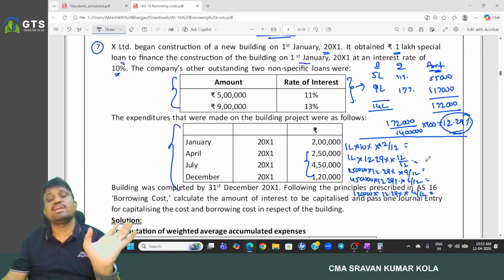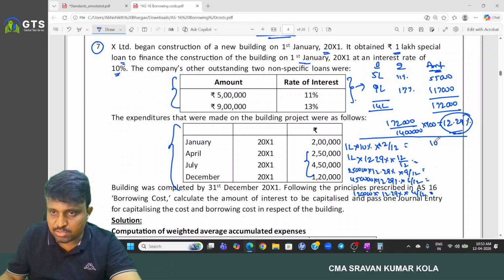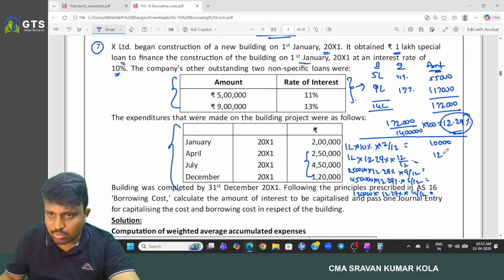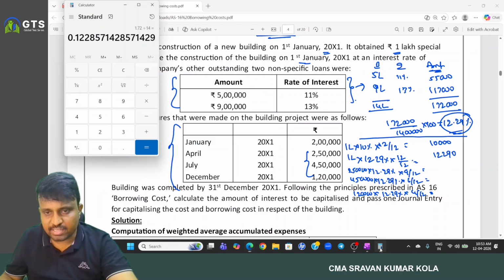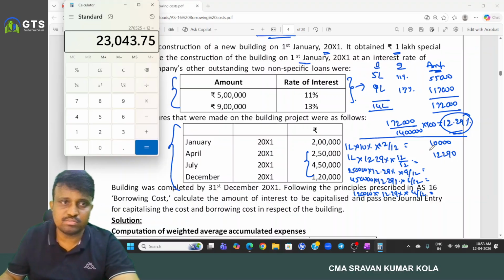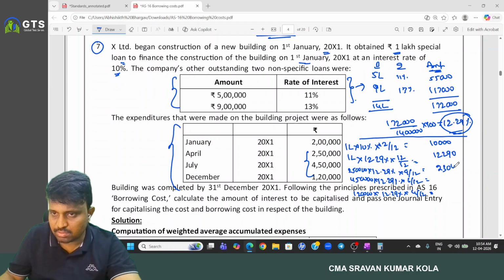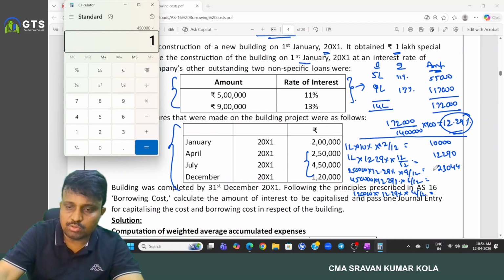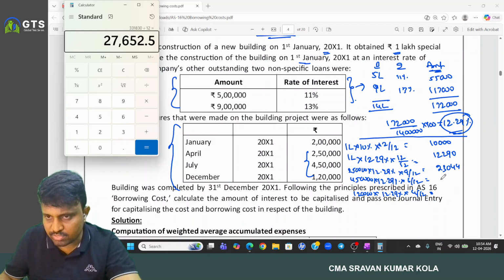And this is the amount to be capitalized. The first part is how much? 10,000. And the second part, 12,290. And the third part, 2,50,000 into 12.29% into 9 by 12, so 23,044. And 4,50,000 into 12.29% into 6 by 12, 27,653.